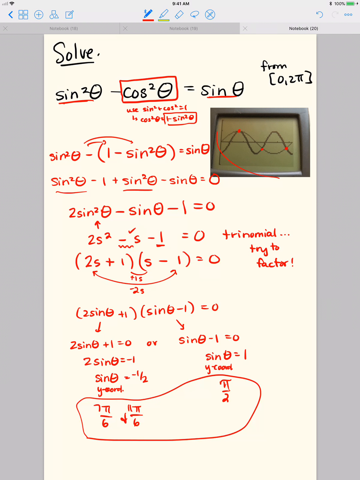You're welcome to, again, graph those two equations separately and find their intersections, but it will only give you the decimal representation for those radian values. And you need to be able to answer with exact.